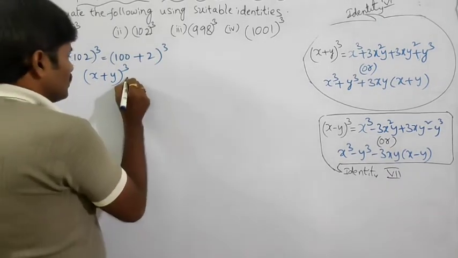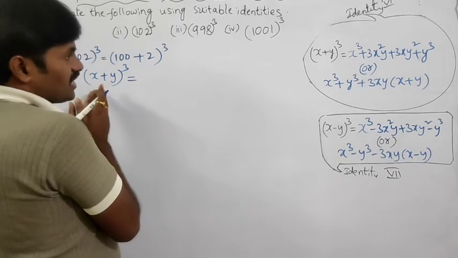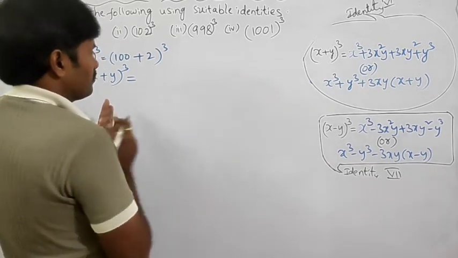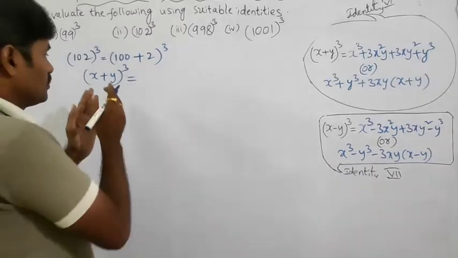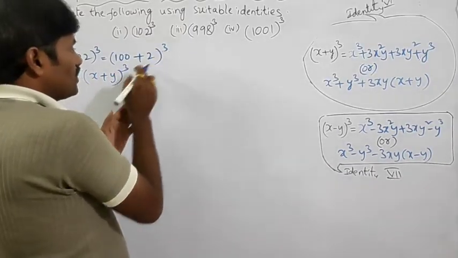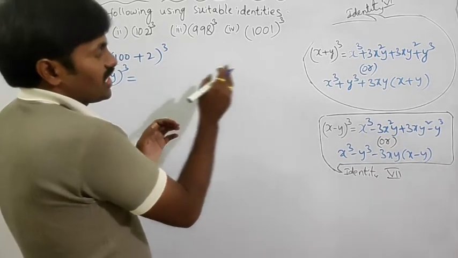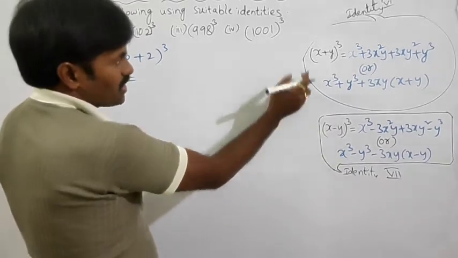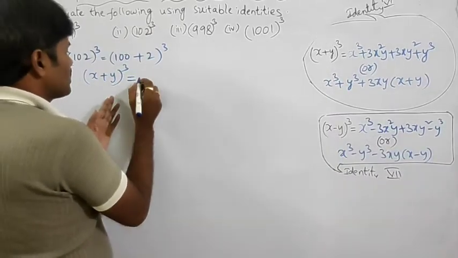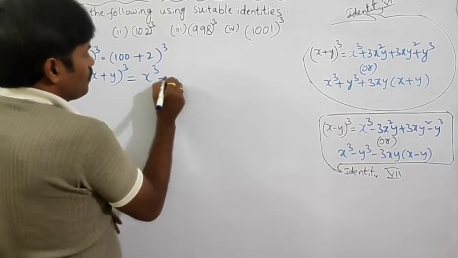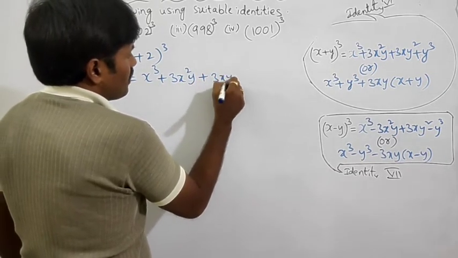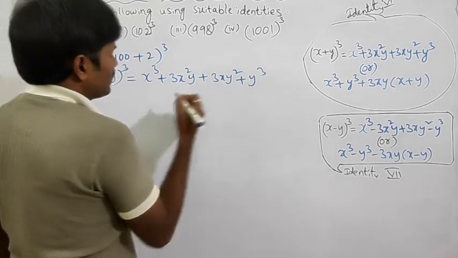What is identity 5? It is related to identity 5. So 100 plus 2 whole cube is suitable to which identity? Identity 6 or 7? x plus y whole cube or x minus y whole cube? x plus y whole cube. So x plus y whole cube is equal to x cube plus 3x square y plus 3x y square plus y cube. Is it clear?